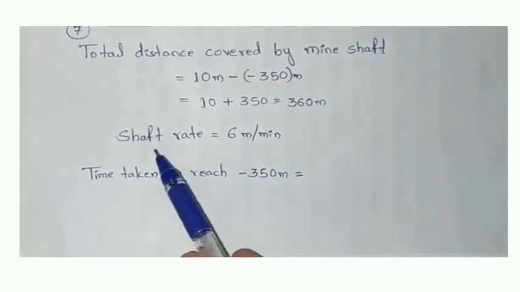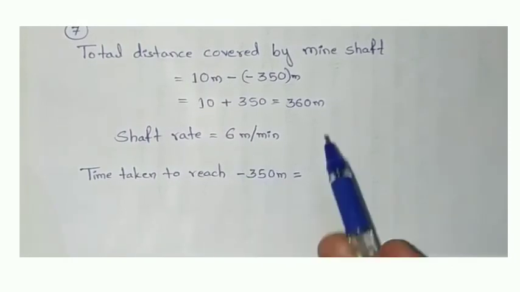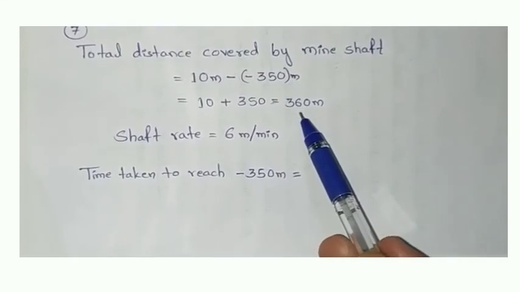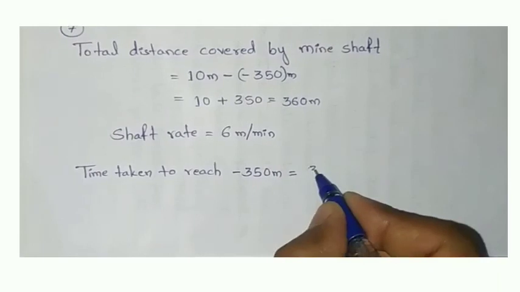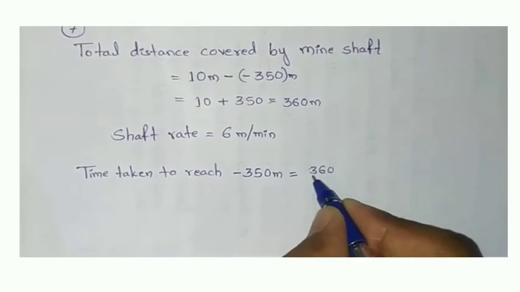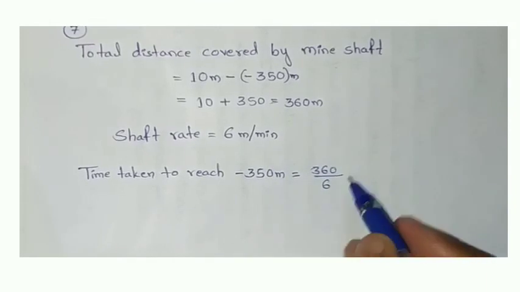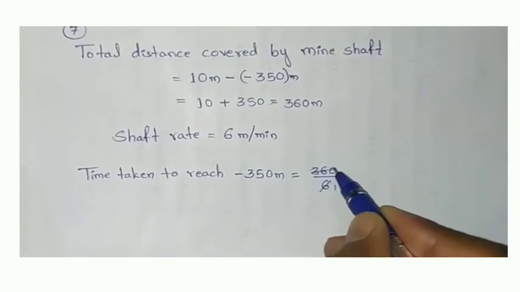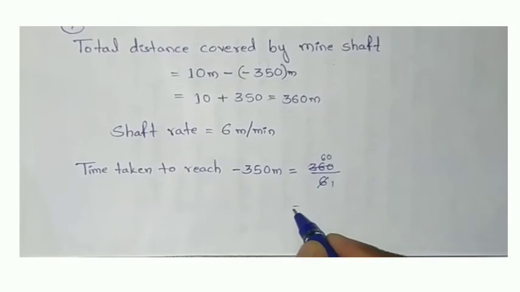So they given the shaft rate, how much it goes in 1 minute? It goes in 1 minute 6 meters. So how many meters should it go? 360 meters, in how much time? So it will be 360 divided by 6, because every minute it goes 6 meters. So 6 ones are 6, 6 sixes are 36, and 0. So the answer will be 60 minutes.